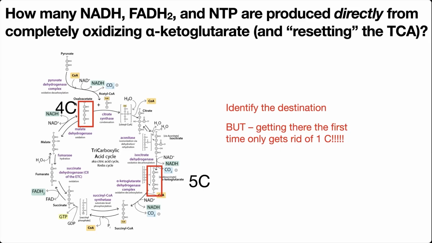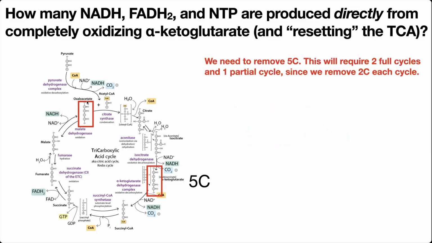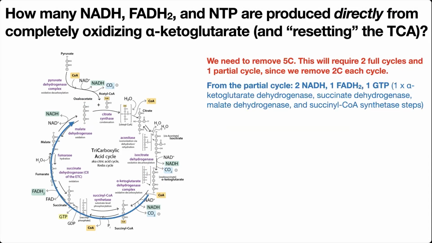Now we're going to get to 4 carbons, and to get rid of 4 carbons, we're going to need to go 2 full turns of the cycle. So in order to remove 5 carbons, we're going to have to do 2 full cycles and 1 partial cycle, since we remove 2 carbons each cycle. And now we're just going to track these.